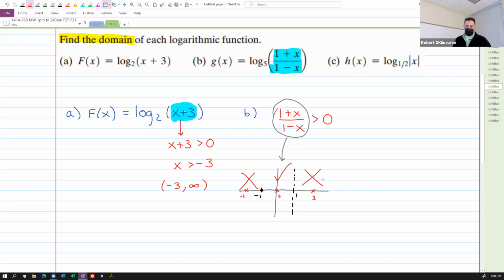So only numbers where? Between -1 and 1. Do I include -1 and 1? No, because I do not want this to be 0. If I plug in -1, I'm going to get 0. I don't want 0. I want it bigger than 0. And I can't plug 1 in because it's undefined at 1. So the domain of this, I'll put the answer up here, is everything between -1 and 1. That makes sense, everyone?